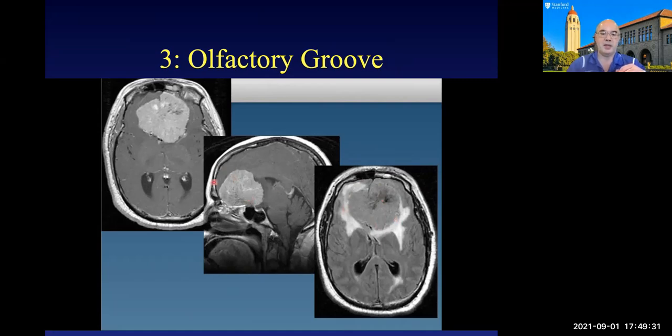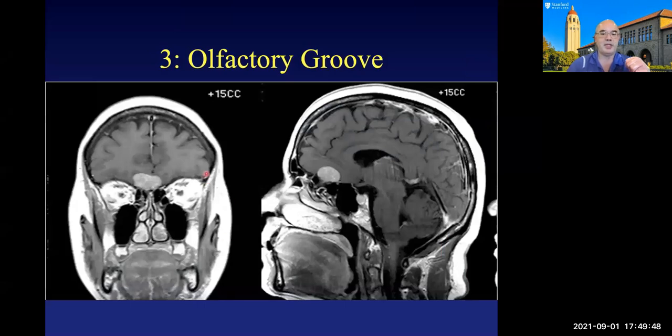And looking at this image in the middle, you can see that the tumor is right behind the forehead. So the surgical approach for these is to kind of come in right behind the hairline down to the tumor and remove the tumor that way.